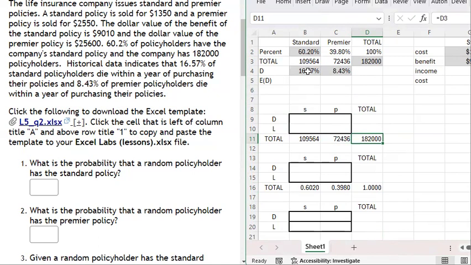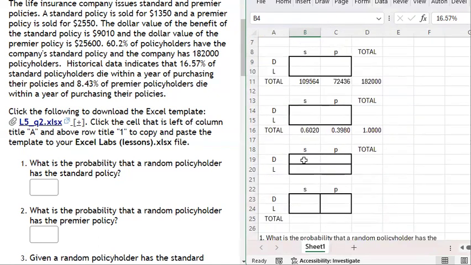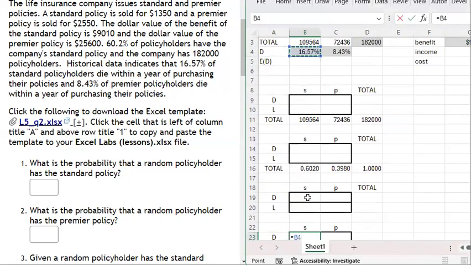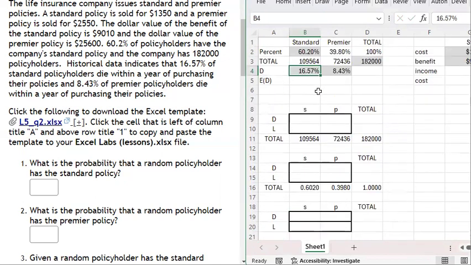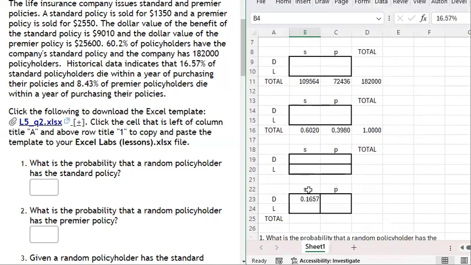This is the probability of death given that the person is a standard customer. So down here, we got two conditional probabilities. This right here is given death, and this is given standard, right? So this is the probability of death given standard. So I'm going to do equals, and I'm going to come up here and grab this probability here, right? Of the standard customers, 16.57% of them will die. So that's the probability of death within a year given standard, right?